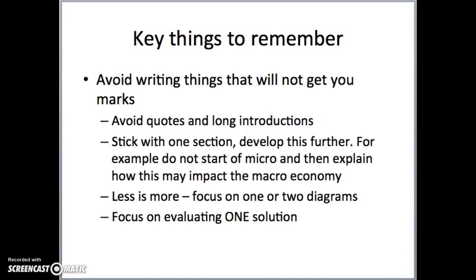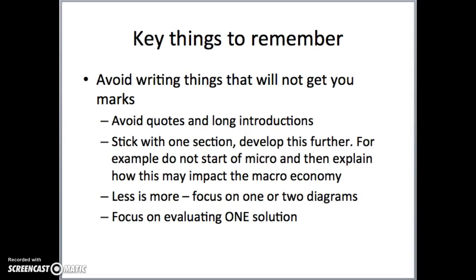Okay, so key things to remember. Avoid writing things that will not get you any marks. This is where you need to have a look at the rubric and be fully aware of what the rubric says. For example, just talk about the article itself. This isn't your extended essay where you have to look at 6 or 7 other sources or even more. You're looking at the article and using your knowledge to explain what the article is talking about from an economic point of view. So avoid using quotes and long introductions, as you're not going to get lots of marks for this, or any in fact.